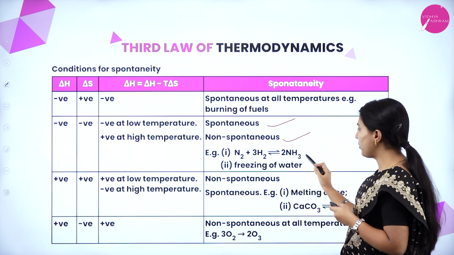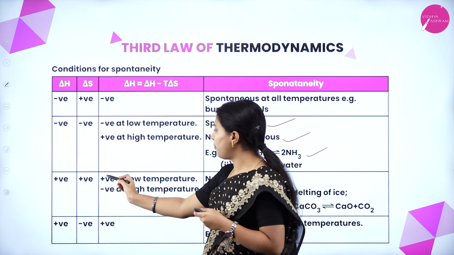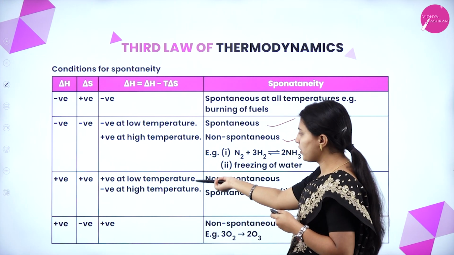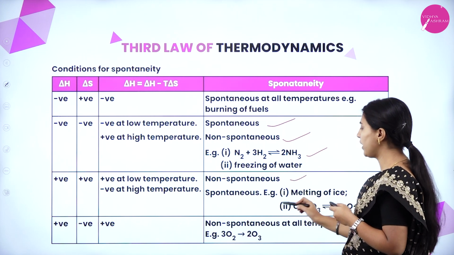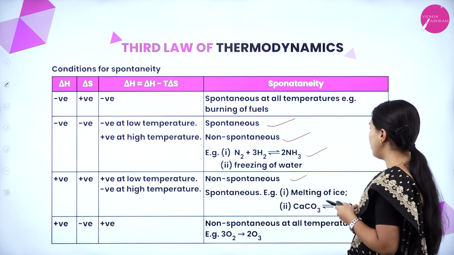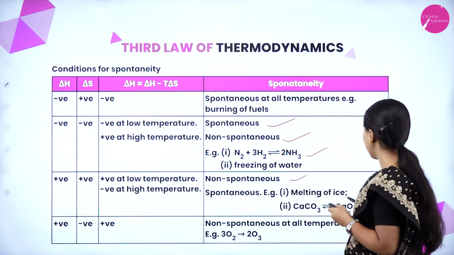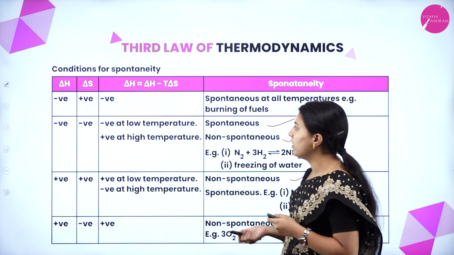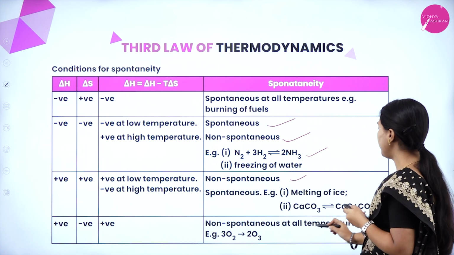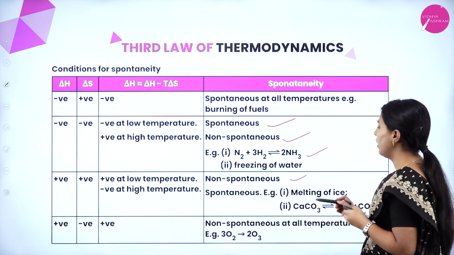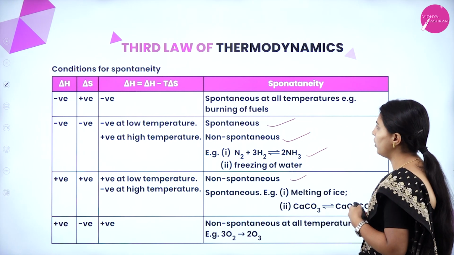Examples are N2 with H2 forming ammonia, and freezing of water. Both positive: positive at low temperature, negative at higher temperature, so non-spontaneous at low temperature and spontaneous at high temperature. Examples are melting of ice and calcium carbonate decomposing to calcium oxide and carbon dioxide. Enthalpy is positive, entropy is negative: non-spontaneous at all temperatures, for example oxygen converting to ozone molecules.